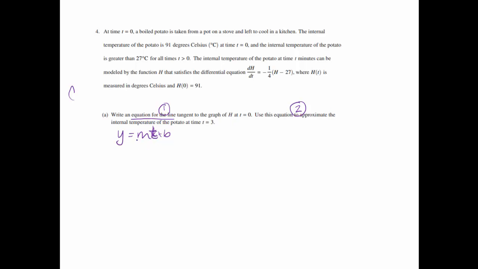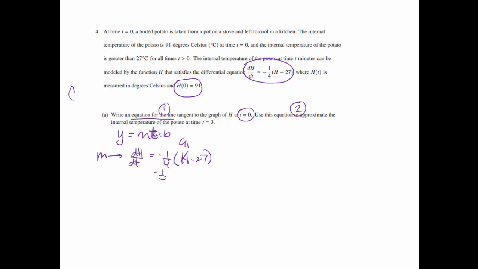There are two things that I need to know. I need to find the slope, and then I need to find the intercept. So the slope is going to be the derivative, and I notice that they already gave me the derivative. I just need to find the derivative at t equals 0. So my slope is going to use dh/dt equals negative 1/4 (h minus 27). Well, it says t equals 0. There's no place to plug in t right here. It only gives me an h. Well, I know up in the problem it told me that at time equals 0, h was 91. So that's what I'm going to put right there.